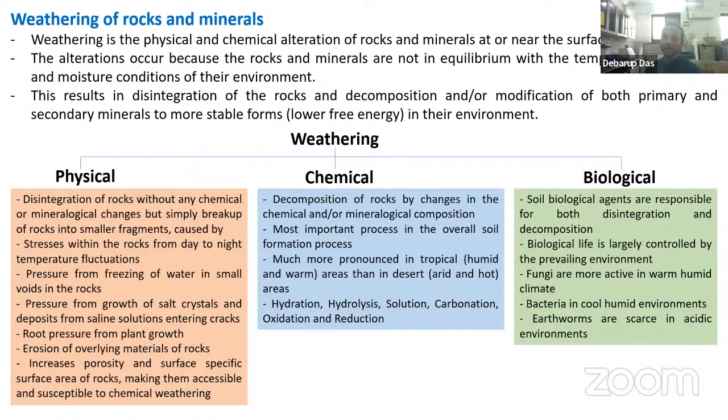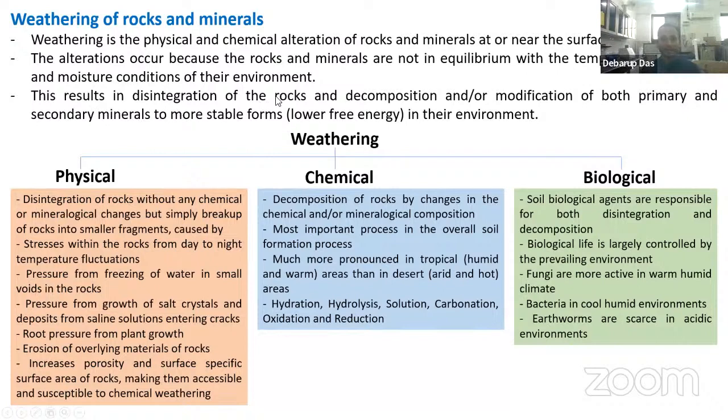As the temperature and pressure have decreased over time, they have shifted from the equilibrium. They are not in equilibrium with their adjacent environment. As a result, weathering is constant. Weathering has been going on since time immemorial.